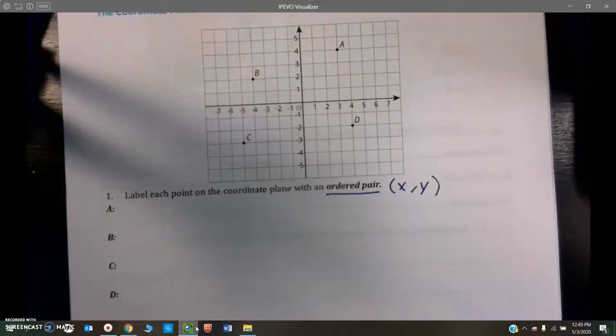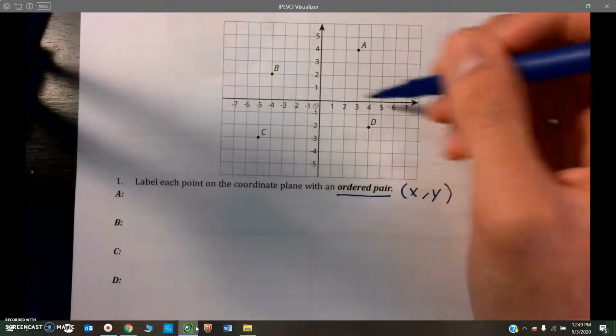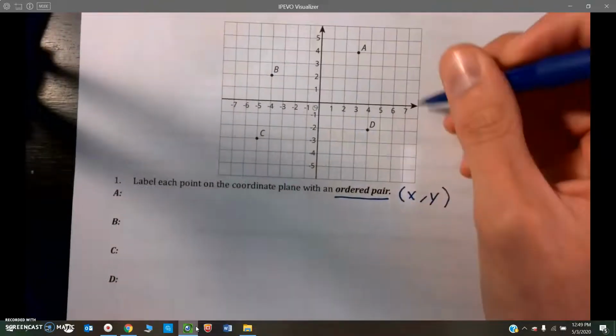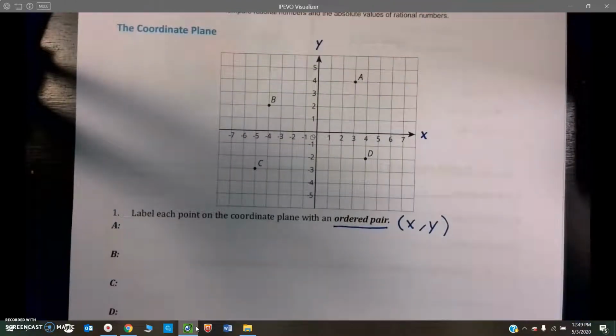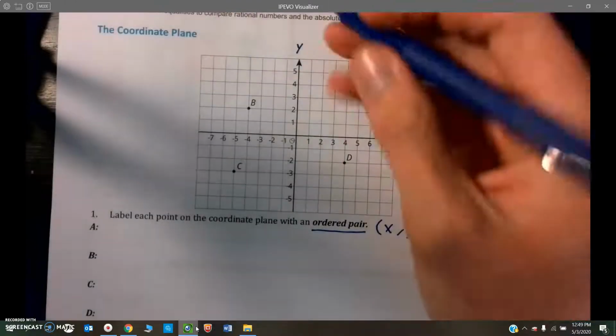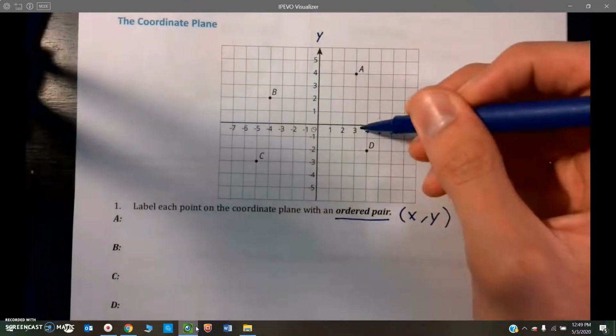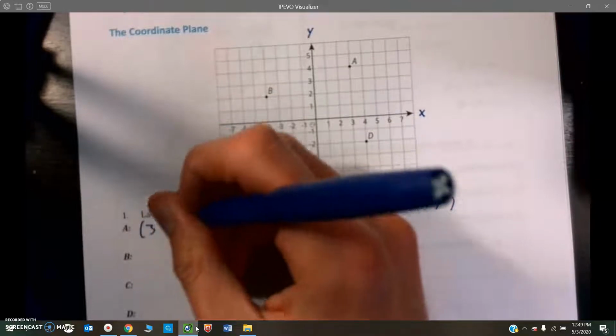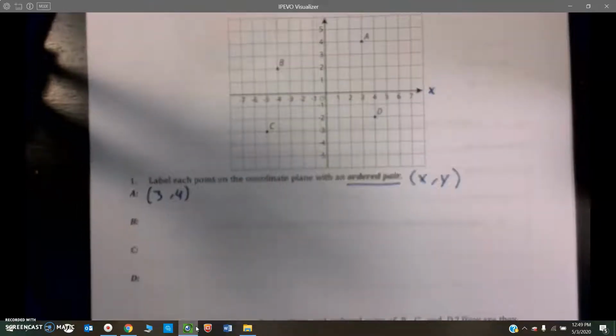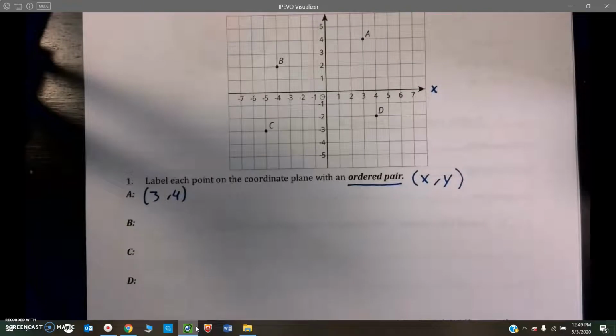For A, I can see that it is, so this is the x-axis, this is the y-axis, always important to know, x is left and right, y is up and down. It is 3 to the right and up 4. So A is at 3, 4. 3 on the x, 4 on the y-axis.